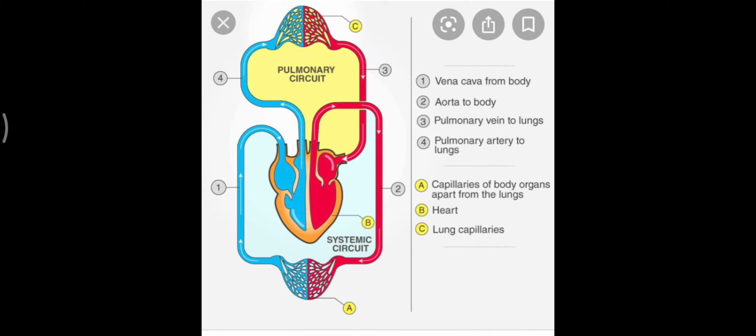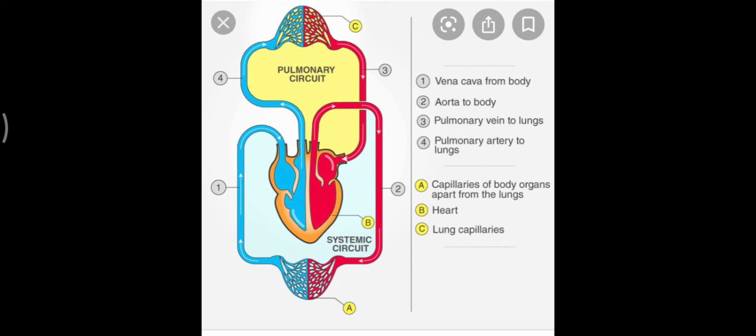We have a 4-chambered heart, and the heart is completely separated into 2 parts, left side and right side. The right side of the heart has the deoxygenated blood and the left side has the oxygenated blood. This we have already learned in the previous class.